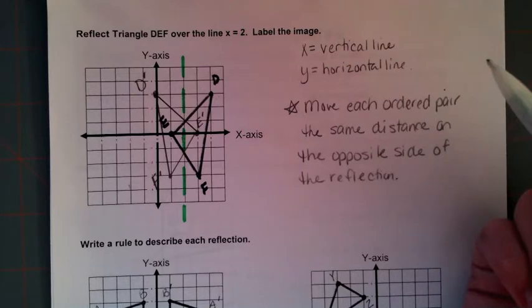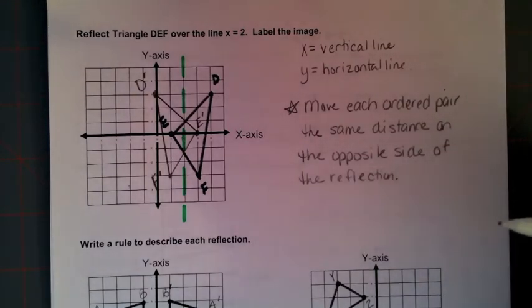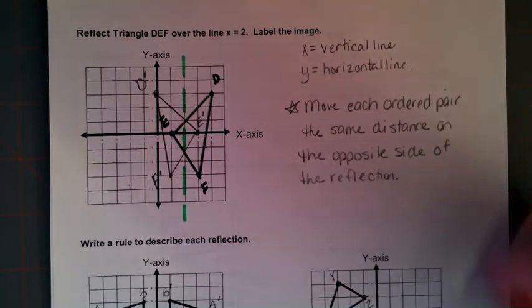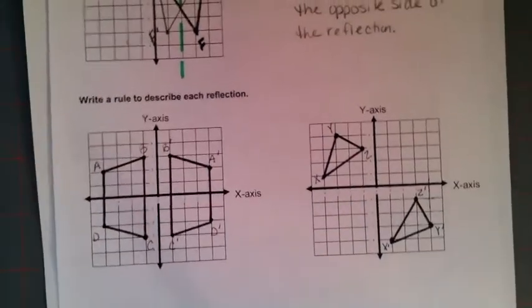You might want to try another one of these yourself, or if you haven't already done so, make sure that as you watch the video over again, you do this yourself. The last thing we want to try is when a reflection's already been done for us, to describe or write a rule of what's taken place. So let's take a look at the bottom two problems.